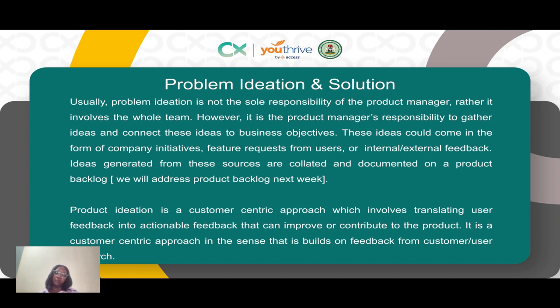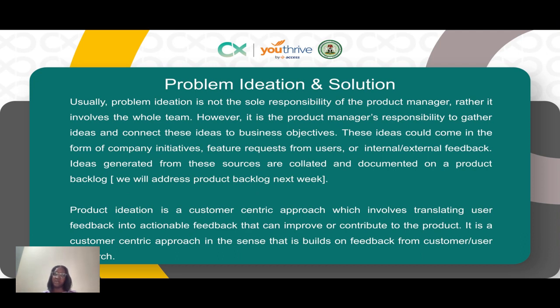In week two, we touched on user research, market research, and competitive analysis, and that's just part of problem ideation. Now, usually problem ideation is not the sole responsibility of the product manager. Rather, it involves the whole team. However, it is the product manager's responsibility to gather ideas and connect these ideas to business objectives. And these ideas could come in the form of company initiatives.